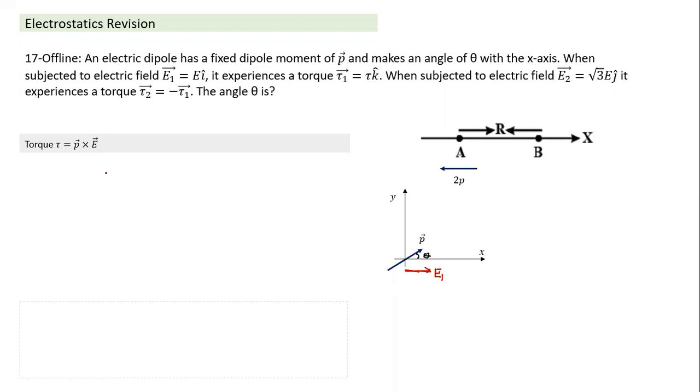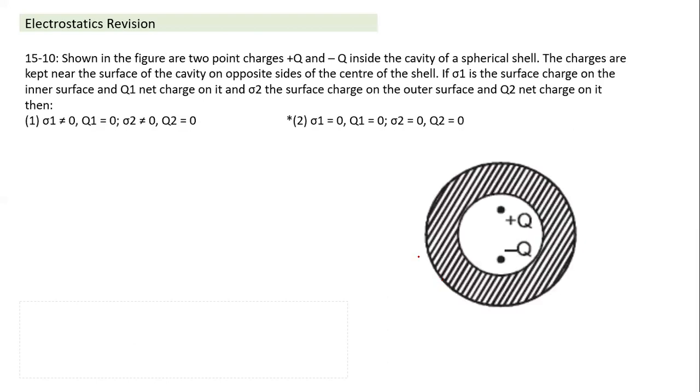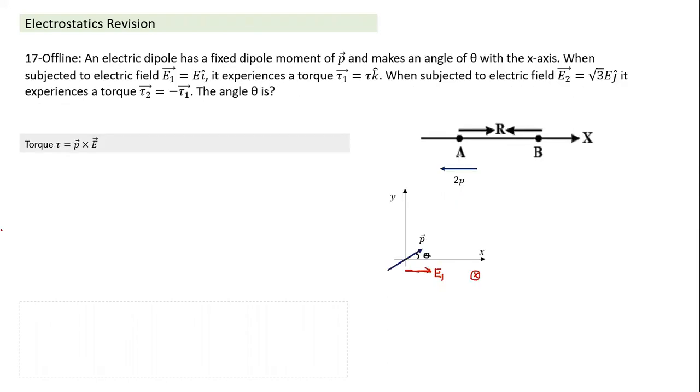Torque is a vector quantity, in vector notation it's P cross E. In this case, P cross E means my finger should curl from the P vector to the E vector. So it will create a torque going into the plane of paper. And the magnitude of torque will be equal to the magnitude of dipole, the magnitude of field, into the sine of the angle between the two.